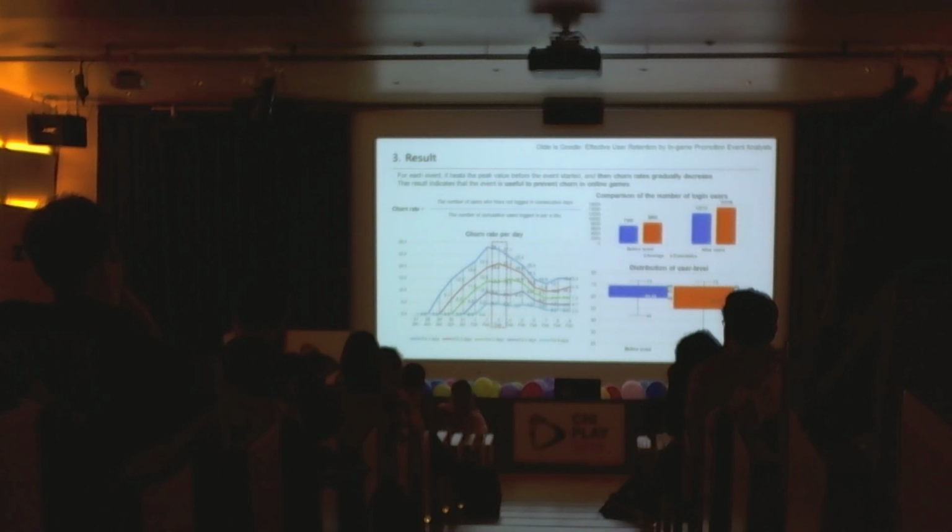We define the churn rate as the number of users who have not logged in for consecutive days per the number of cumulative users logged in per day. We can see the graph. There is a peak value before the event started, and then the churn rate gradually decreased after the event. We can say that the event is useful to prevent churn in online games. Also, we can see the number of login users increased by 18% compared to before the event.